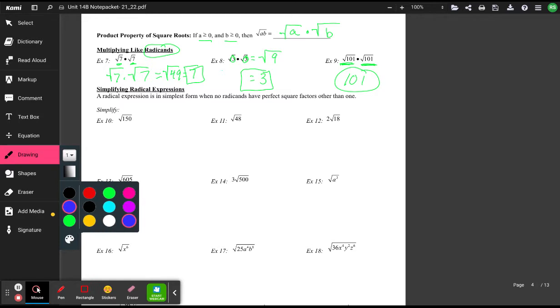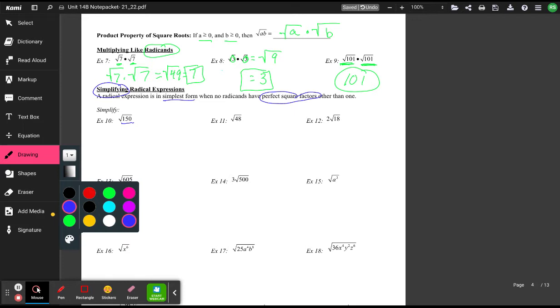Now, I just mentioned simplifying, so here is what that means. We want to be able to take a radical expression to its simplest form, where we don't have any perfect squares left underneath the radical. So we want to simplify it and break it down the best way that we can. The easiest way to do this is going to be looking for perfect squares that go into the radicand.